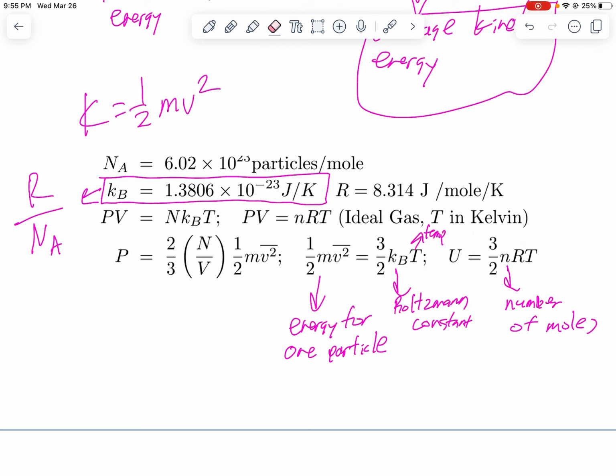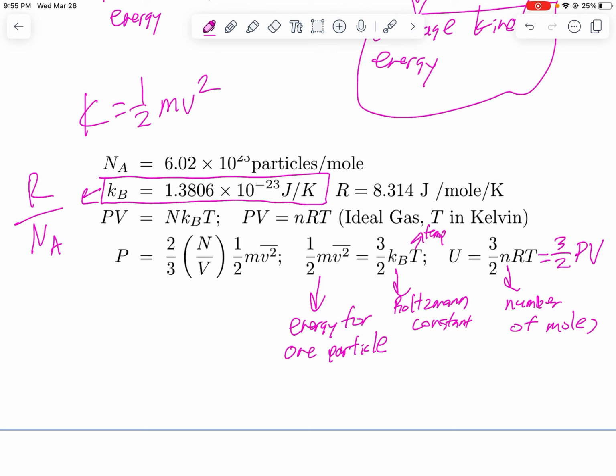But sometimes, unfortunately, you're not given an RT. That kind of sucks, but it's okay, because we have another equation that tells us what n times R times T is equal to, and that's pressure times volume. So sometimes you can make another substitution. The total amount of energy U is equal to 3/2 times the pressure of the gas times the volume of the gas.